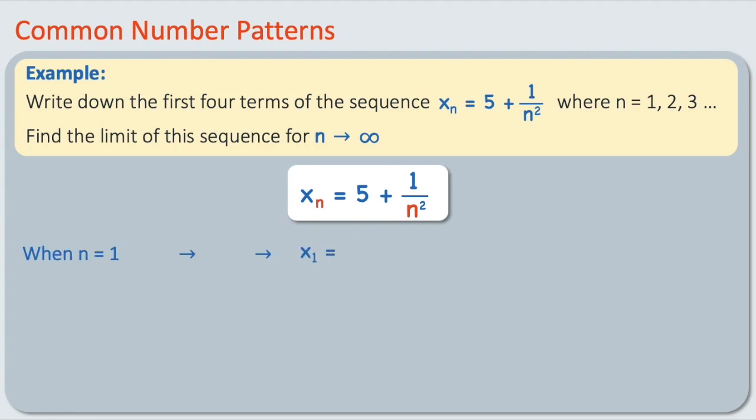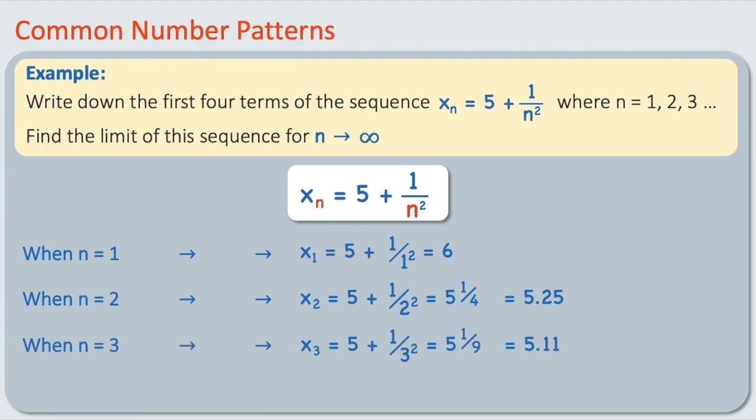When n is equal to 1, the first term is equal to 5 plus 1 over 1 squared, which equals 6. When n is equal to 2, the second term is equal to 5 and a quarter, or 5.25. When n is equal to 3, the third term is equal to 5 and 1/9, or 5.11. And when n is 4, the fourth term is 5 and 1/16, or 5.06.